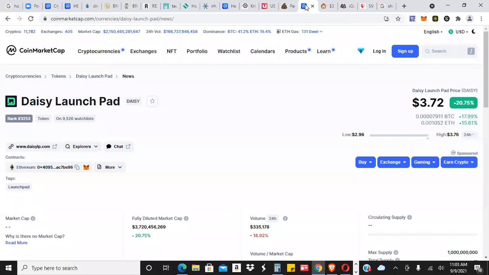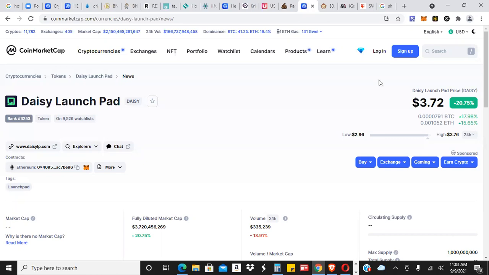Daisy launchpad, $3.72. A lot of us got this at $1 during the preferred customer round. Last 24 hours, it's done 20.75%. So I'm just waiting for the staking platform to launch. Once the staking platform launches, I'm going to take my Daisy tokens and stake them, create another stream of passive income. So we'll talk about that once they do that, because that should be very, very interesting.